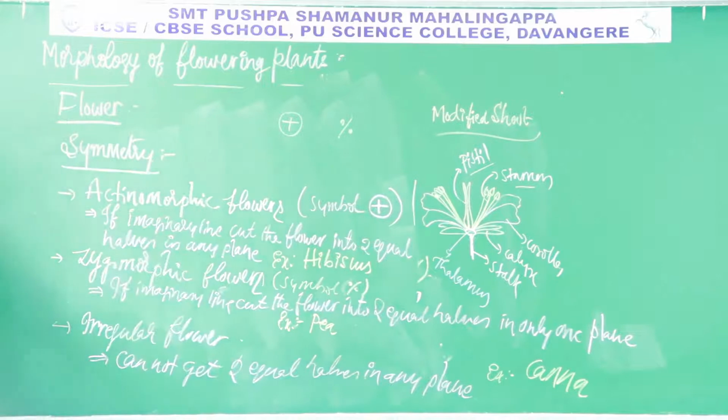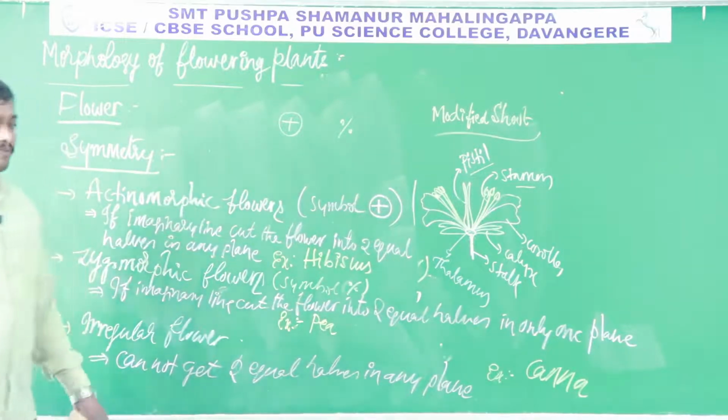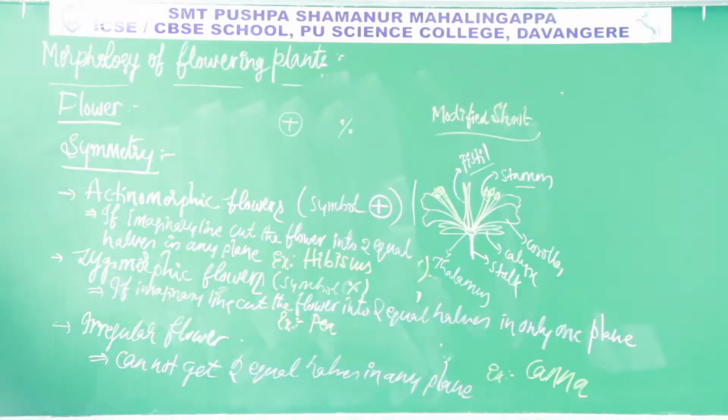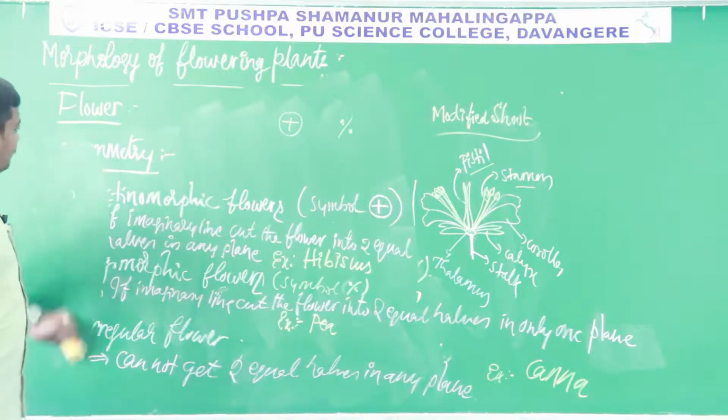Okay, so I will teach it again, I will tell it again. In that floral formula class again, just remember it: actinomorphic flower, plus symbol, and a zygomorphic flower, percent symbol. Okay, so this is about the symmetry of the flower.